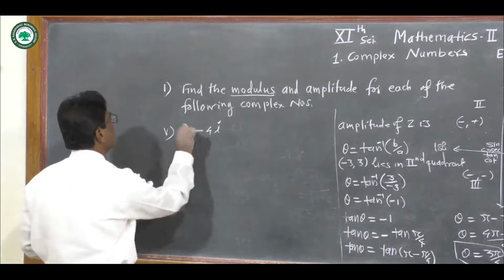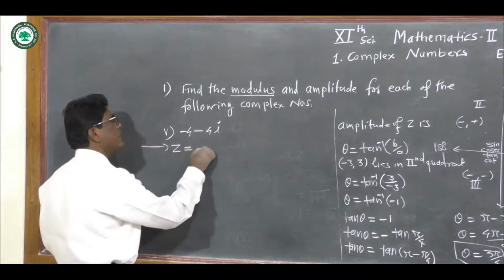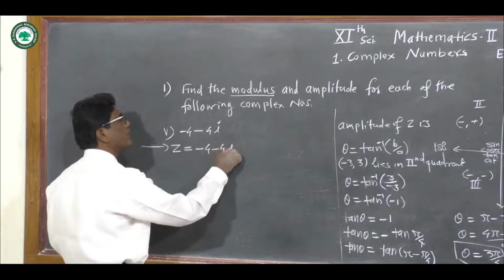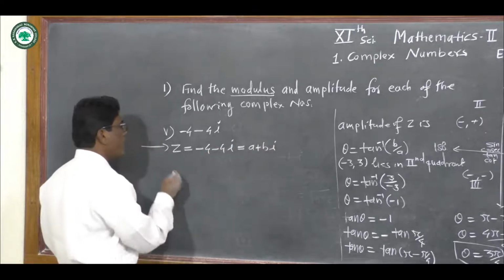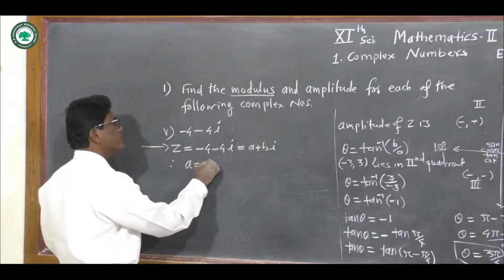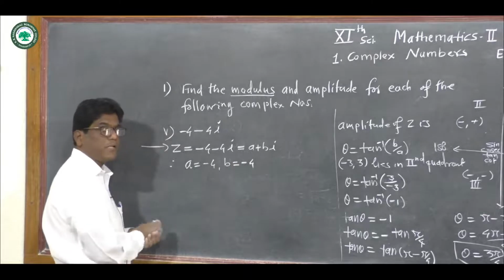Here minus 4 minus 4i. Now consider this as z. z is equal to minus 4 minus 4i. It is equal to a plus bi. Compare with a plus bi, and therefore we get a is equal to minus 4 and b also minus 4. Real part is minus 4, imaginary part is minus 4.